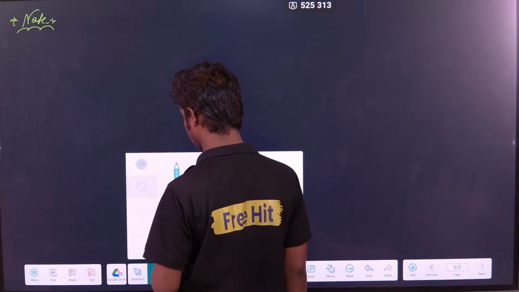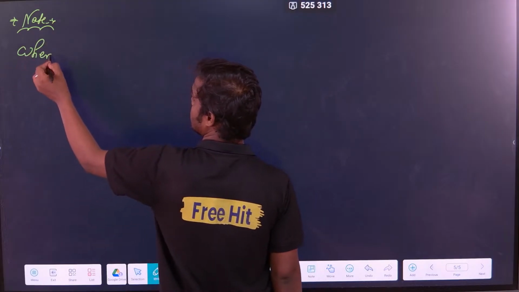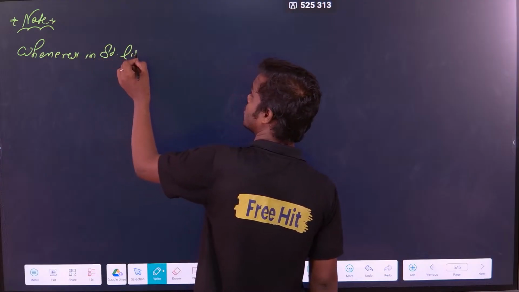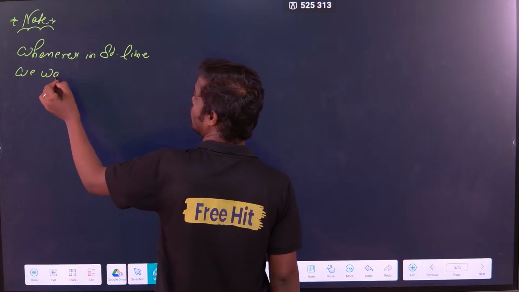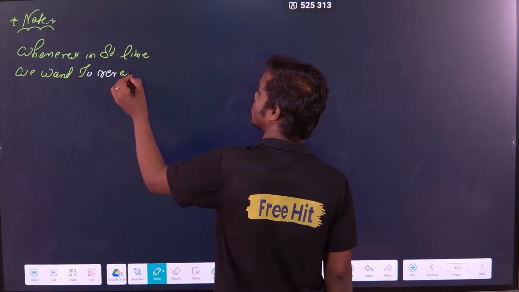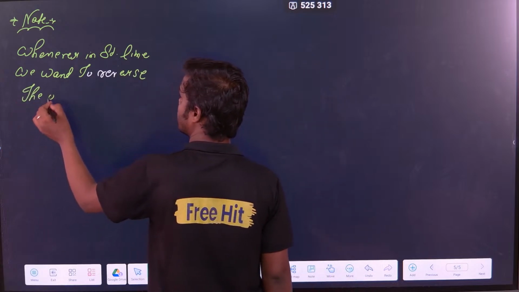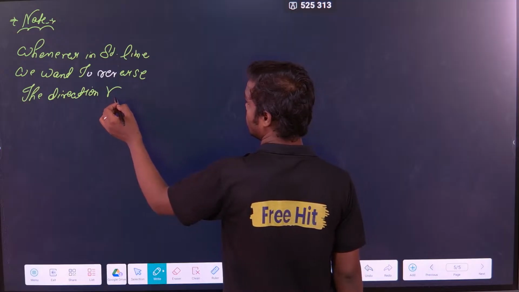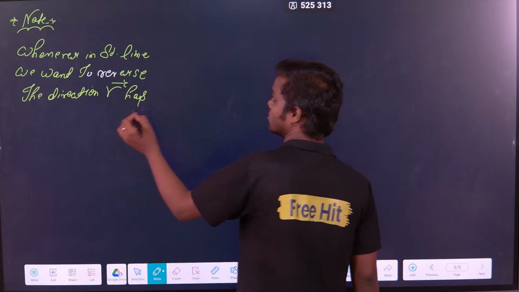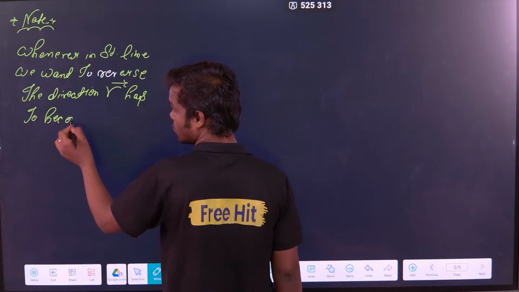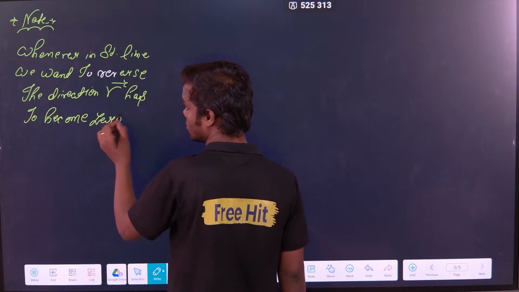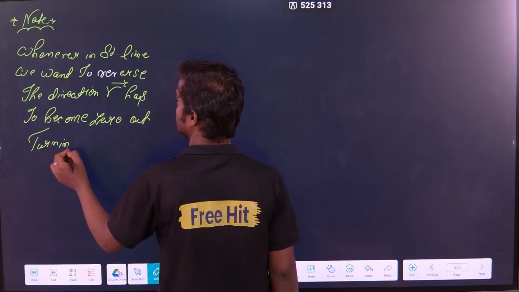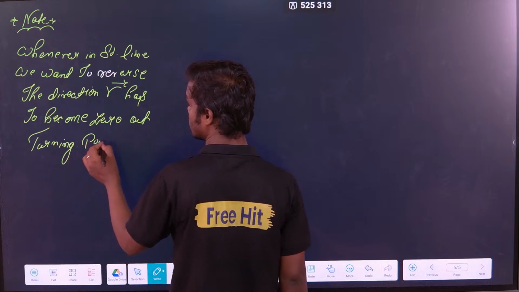Whenever we want to reverse the direction in a straight line, V has to become 0 at the turning point. Turning point. That is true.